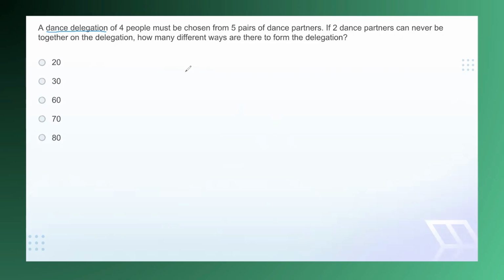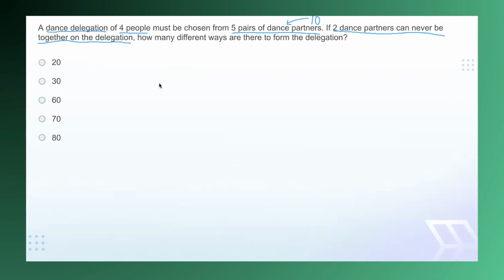Okay, digging into my question stem, I see that specifically we want to pick a dance delegation of 4 people, and those 4 people must be chosen from 5 pairs of dance partners, so 10 people total. Continuing on with my question stem, I see that we have a restriction. 2 dance partners can never be together on the delegation. Or in other words, I can only choose 1 person from each dance partner pair for the delegation. Okay, and then I want to find how many different ways there are to form that delegation.